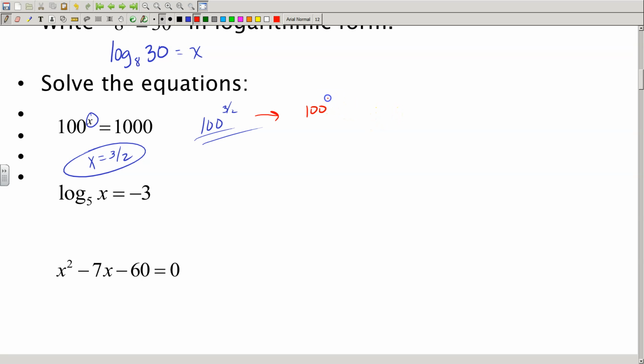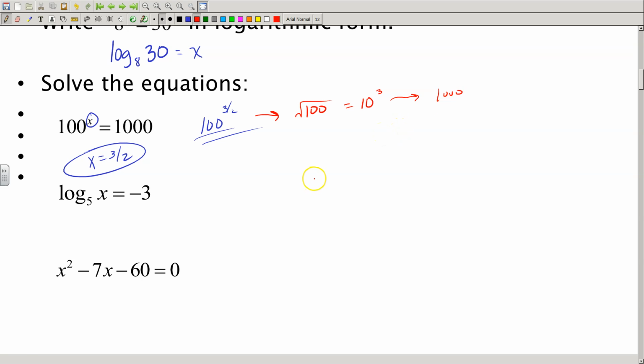But if I have to think in terms of exponents, that doesn't quite work. So if I took the square root of 100, I know that that is 10. Right? I could think of it like that. And if I took 10 and then I raised it to the 3rd, that would give me 1,000.